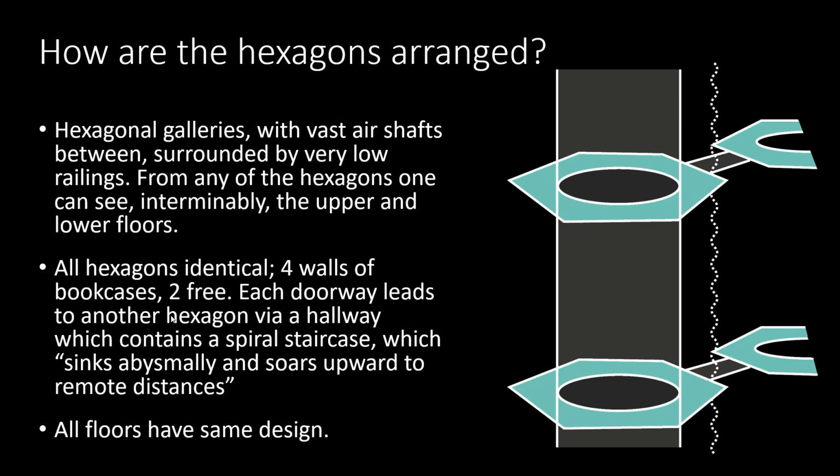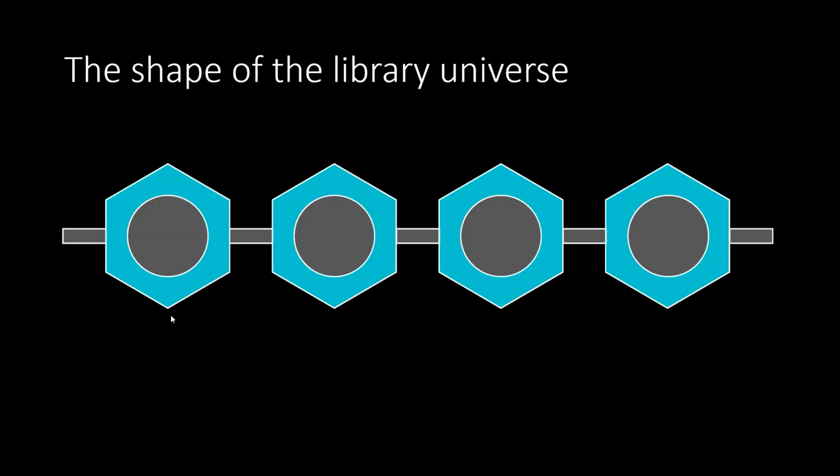What I've chosen to think is that these two doorways coming off each hexagon are just on opposite sides. This gives you a kind of a long strip of hexagons. There are other configurations. If, for example, the doors were on adjacent sides, you could get different things happening on the floors, and those are things to explore.